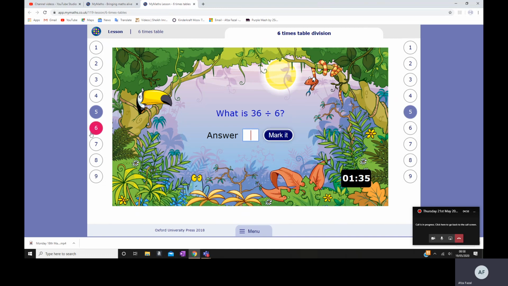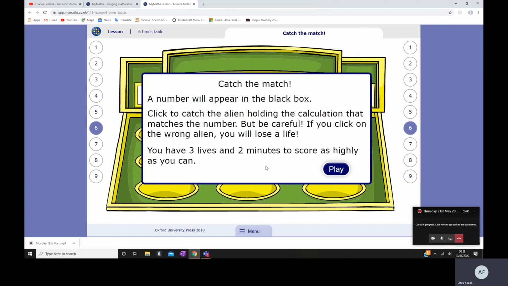So that's another game. Catch the match. A number will appear in the black box. Click to catch the alien holding the calculation that matches the number. But be careful, if you click on the wrong alien, you will lose a life. You have 3 lives and 2 minutes to score as highly as you can.